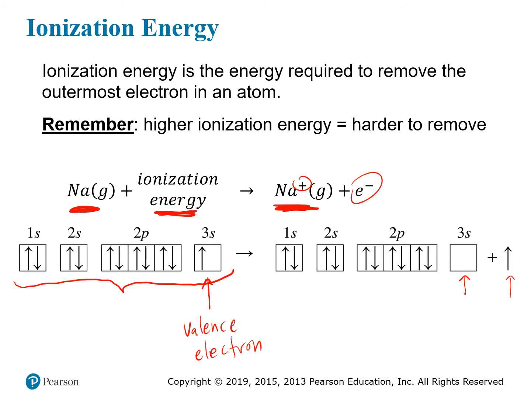So ionization energy is this amount of energy that it takes to perform this process, to pull an electron off of the element. So it helps to remember, again, that the higher the ionization energy is, the harder it is to remove it. Okay? If the electron is being held very tightly in the atom, then you're going to have to expend a lot of energy to pull it off. Right? So a higher ionization energy means the electron was harder to remove.